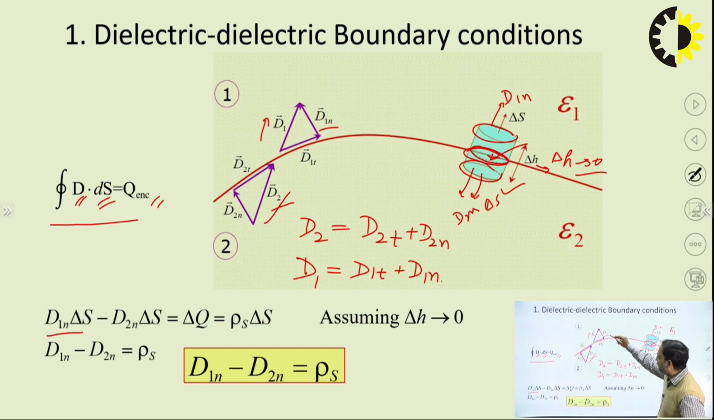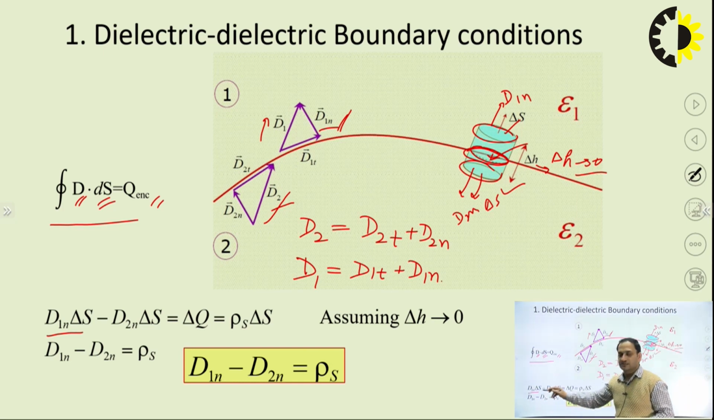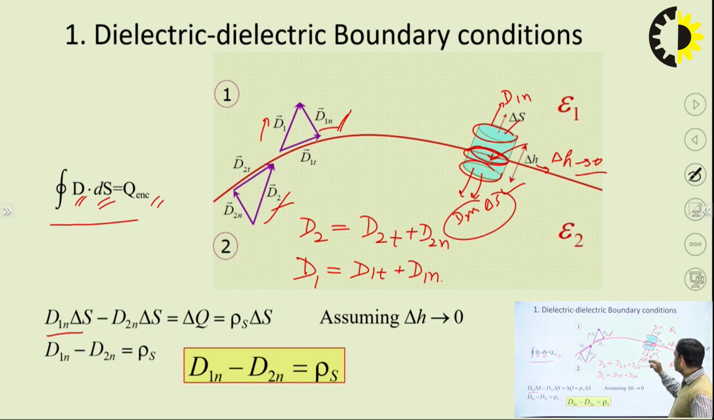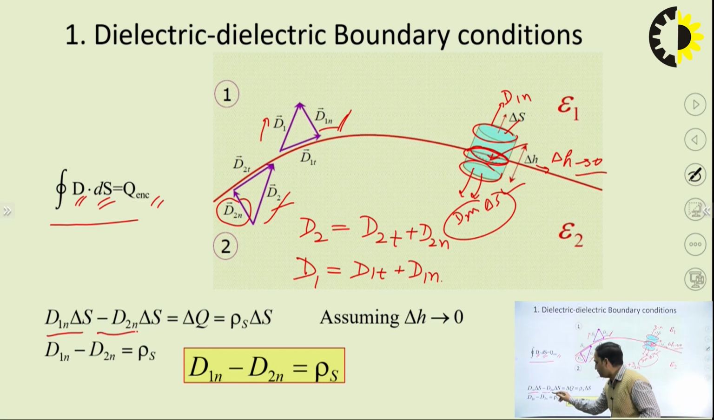We can see D1n is in this direction, and delta S is again in the same direction. Both directions, D1n and delta S, are the same, that is why we are taking the positive sign. Next is D2n into delta S. Delta S will be downward, perpendicular to the surface, and D2n is in the opposite direction of delta S. If it is in the opposite direction, then when we multiply these two components we get D2n delta S with the minus sign. So D1n delta S minus D2n delta S is equal to the charge enclosed.